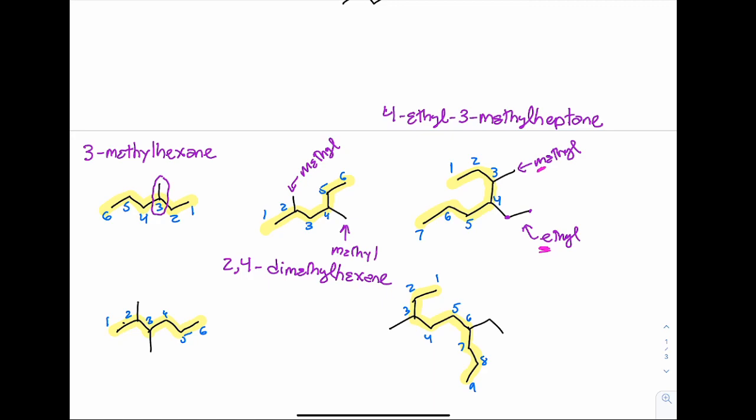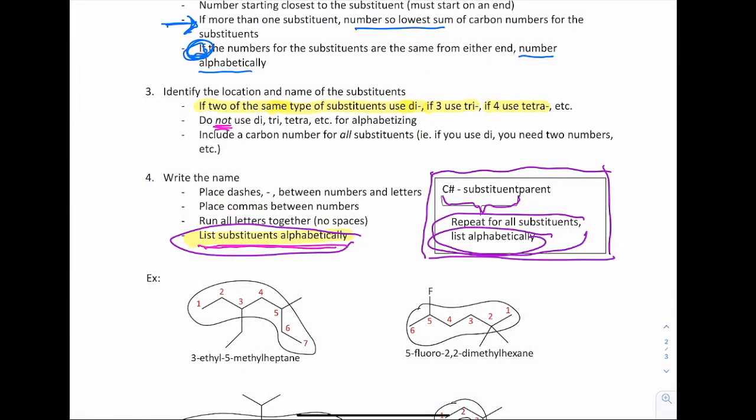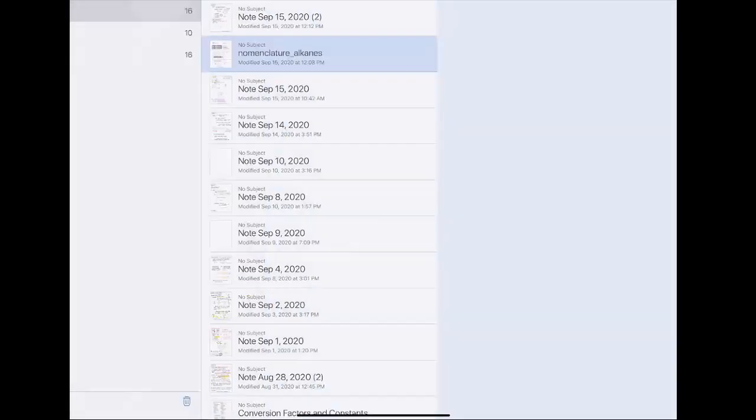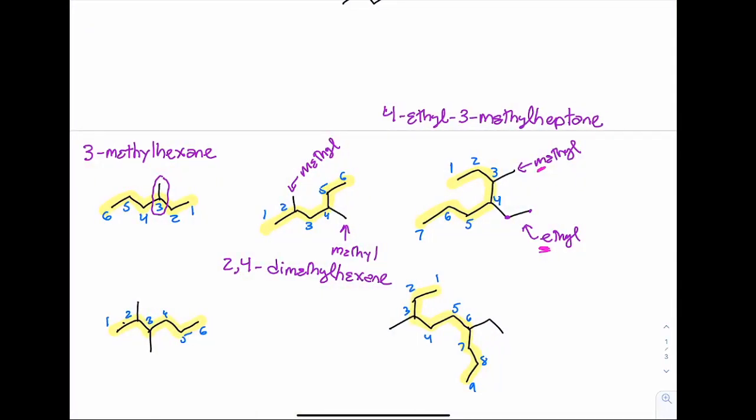Again, we listed those alphabetically. Be careful, when folks are learning, they sometimes want to do the 3-methyl first because 3 comes before 4, but we don't list them numerically, right? We list them alphabetically. That is our rule. If we go back, I think I underlined it quite a few times already. Yeah, I've highlighted it, I've underlined it, circled it, right? We're listing them alphabetically, not numerically. So 4-ethyl, 3-methylheptane.